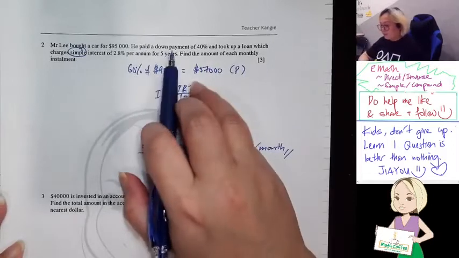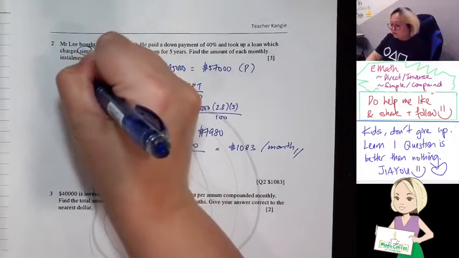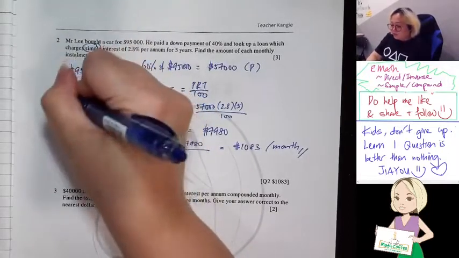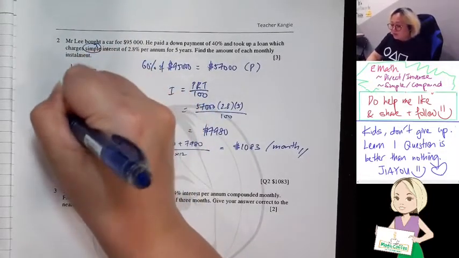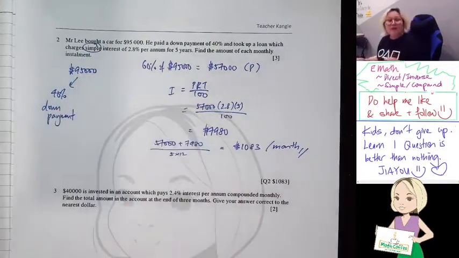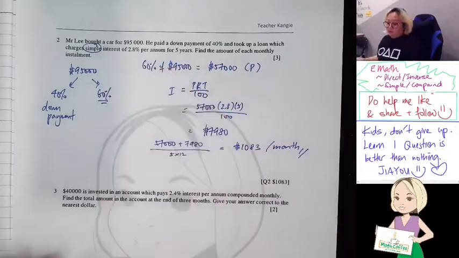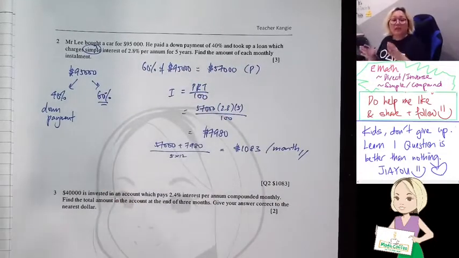Because you pay a down payment of 40%, you see the car costs 95,000. So he paid a 40% down payment. Down payment means the same as deposit. It means I already gave cash 40%. I already paid the 40%. Then I am only left with the 60% that I haven't paid. So this 60% is what he decides to borrow from the bank or from a car dealer to pay for the car.